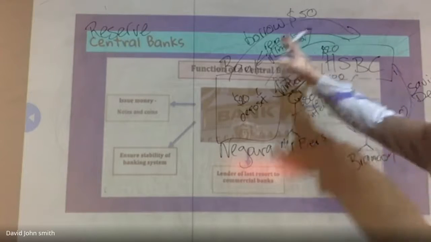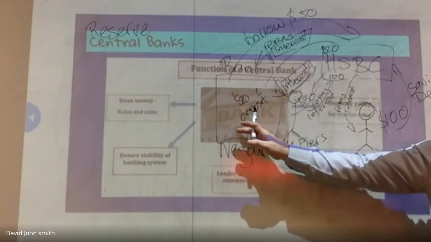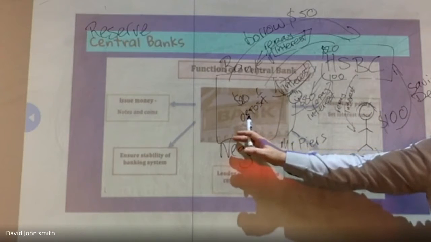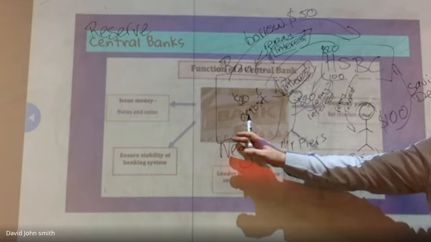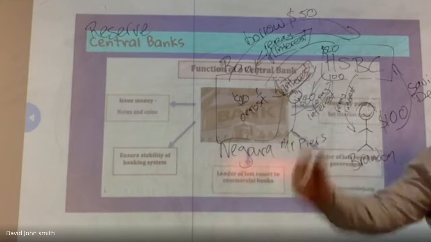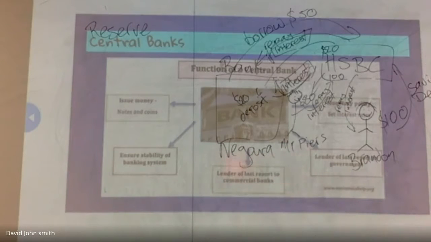And that money then goes to here. So they are dealing with millions and millions of dollars all day, every day. And they are also the people who print the money. So that's an awful lot of money sitting around in these banks.